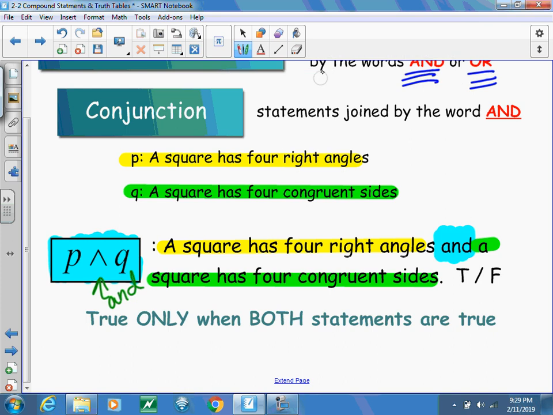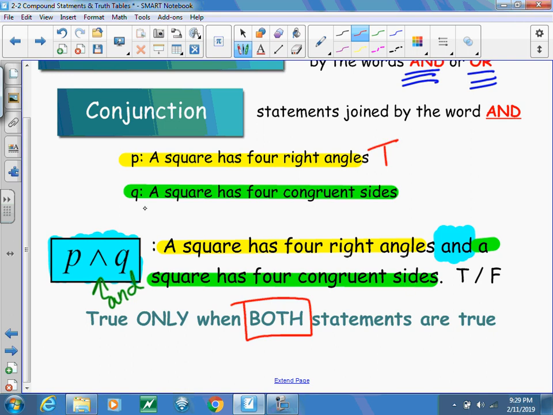Now, if I wanted to determine if that statement is true or false, a conjunction can only be true when both statements are true. Now, a square has 4 right angles. That's a true statement. A square also has 4 congruent sides. So the fact that both of these statements right here are true, that means that our conjunction is also going to be true.